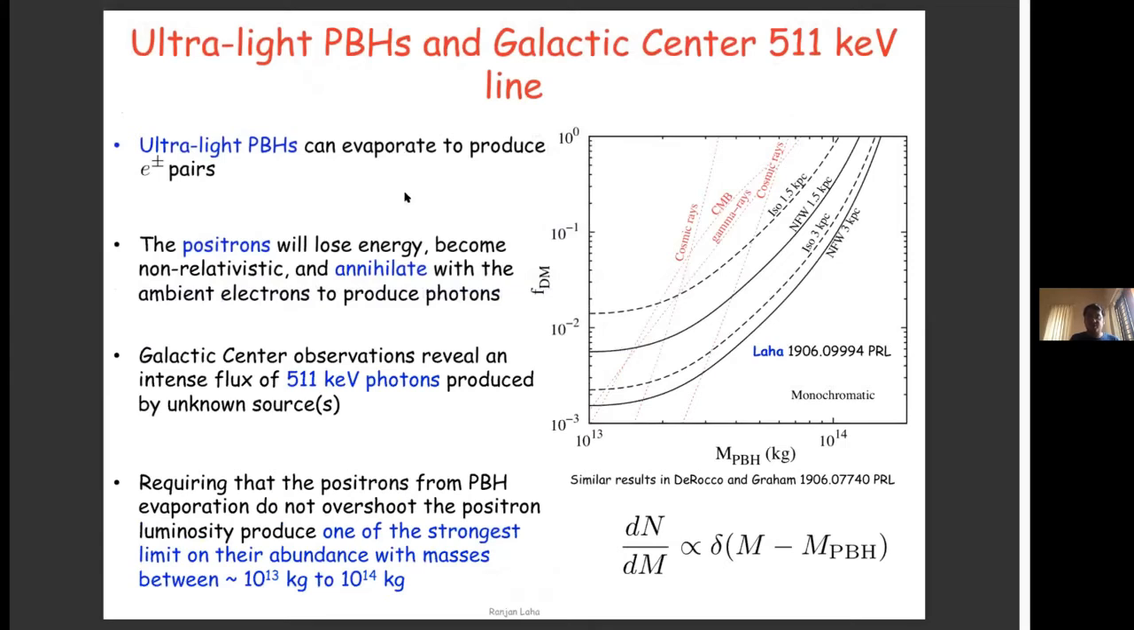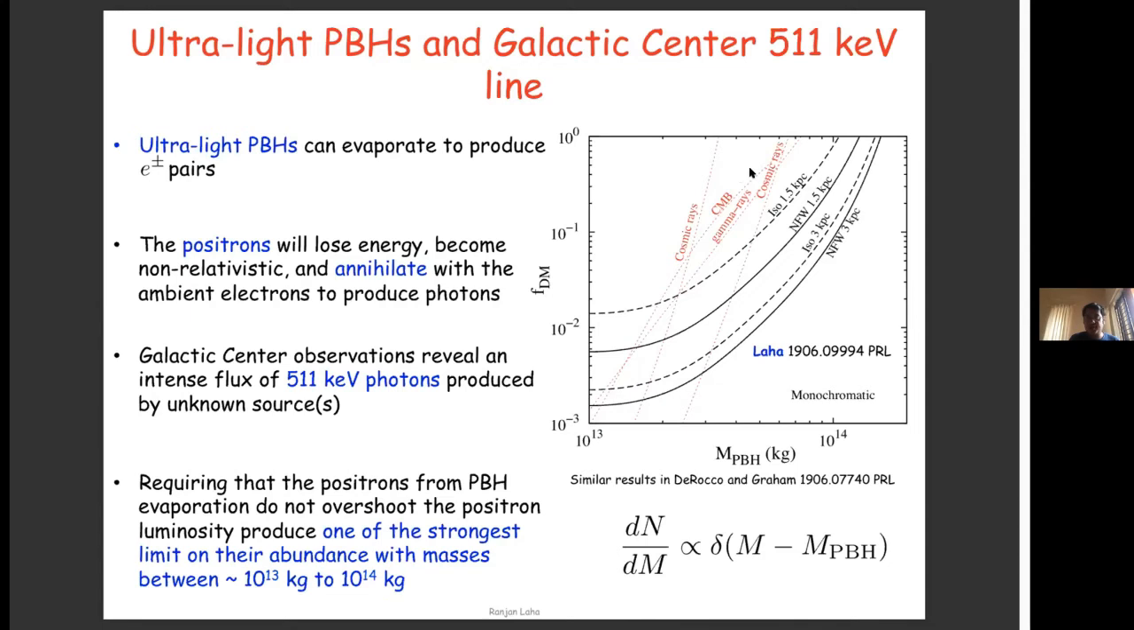So again, what is the story? Primordial black holes of appropriate mass will evaporate to produce e+ e- pairs. These positrons will lose energy, become non-relativistic, and will first produce a bound state and then annihilate to produce photons. And then these photons are what is being observed, or what can be observed, by INTEGRAL. So what is being plotted here on the y-axis is the fraction of dark matter in the form of primordial black holes. On the x-axis is the mass of the primordial black hole.